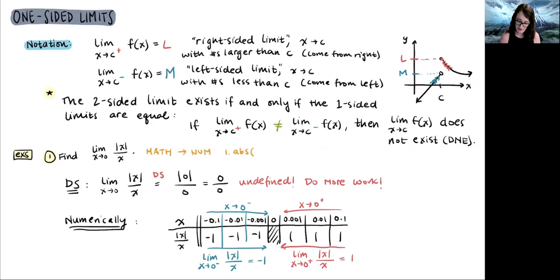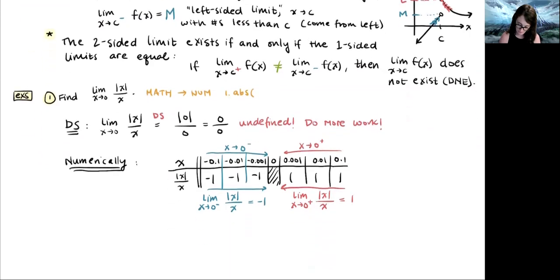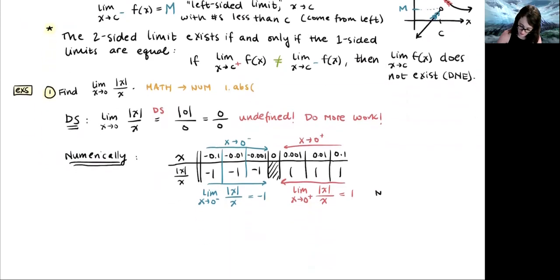And so when you have this situation, these are not equal. So the two-sided limit, we would say, does not exist. And this is how we show a limit does not exist. We have to look at the limit from both sides and show that they're not the same. Right here we have negative 1 from one side and positive 1 from the other. So they're not heading towards the same thing. So we say that the two-sided limit does not exist.